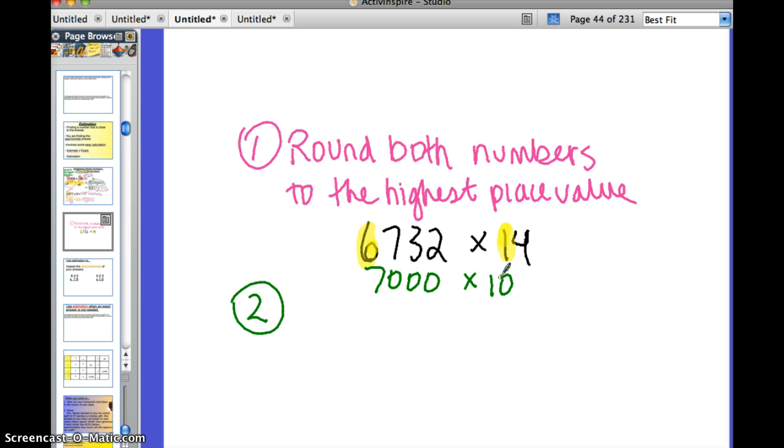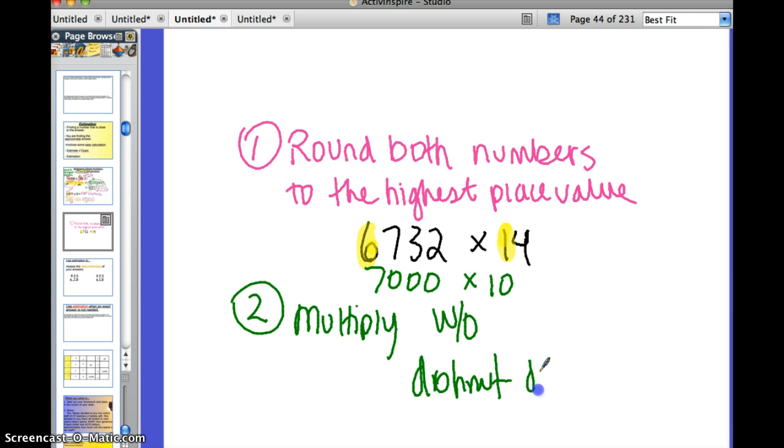The second step would be to multiply without, I'm going to say it, donut disease.